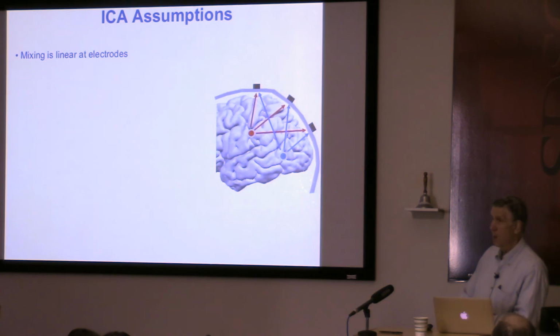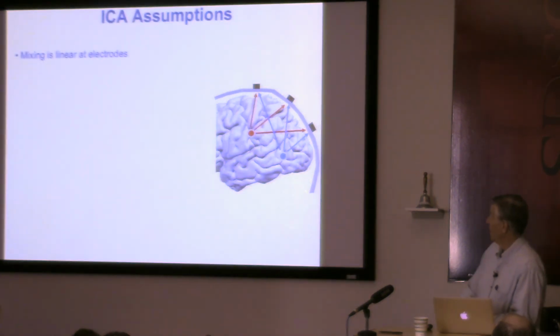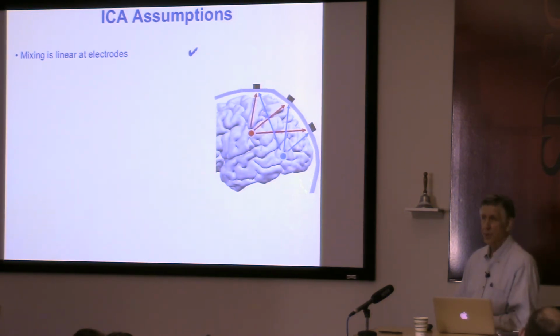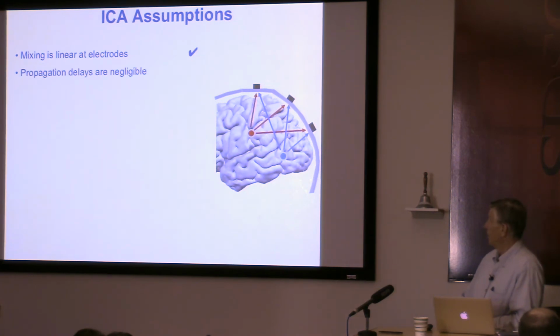So I'm going to talk about the assumptions of ICA. It's important. Mixing is linear at the electrodes. Well, that's true, simple biophysics. If there were gigahertz, maybe there would be some non-linearity, but there's not. Propagation delays are negligible. Again, yes.